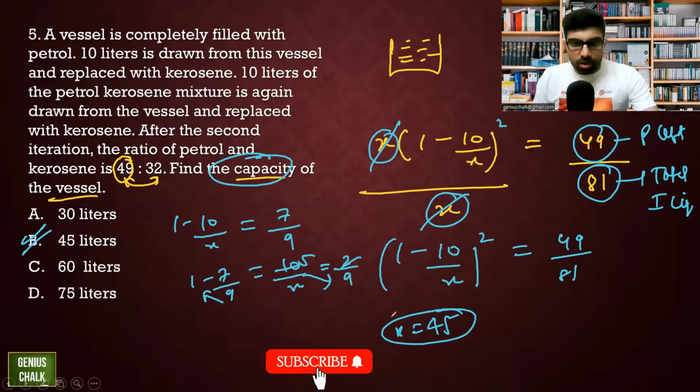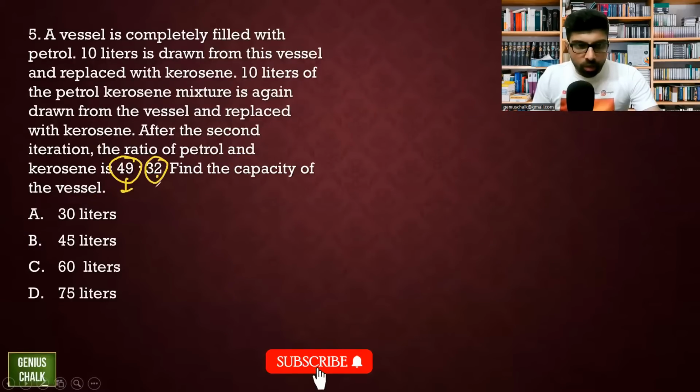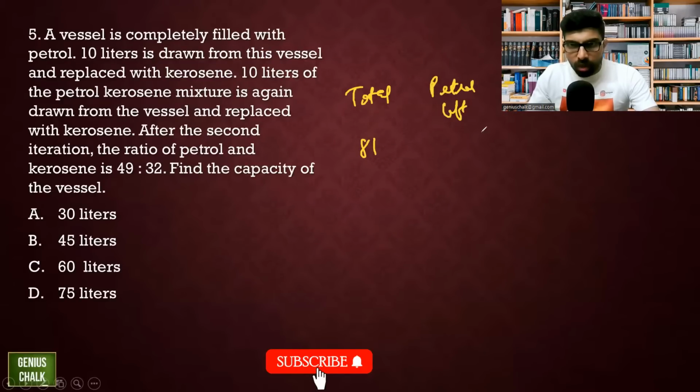Right? So this is the method, which is the formula method. Now let's solve this question using the ratio method. Ratio method says, listen very carefully. Again, this is petrol left, this is kerosene added. So what is the ratio? It is 49, which is petrol left, and this is total. Total is 81, right? Or you can write it like the total was 81, petrol left is 49.